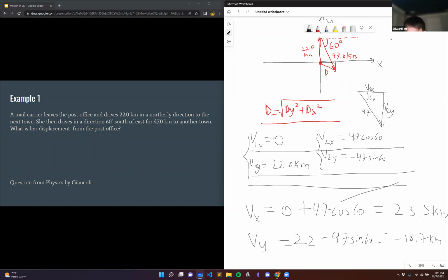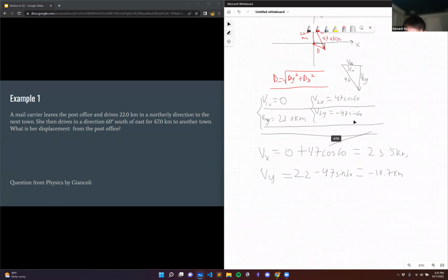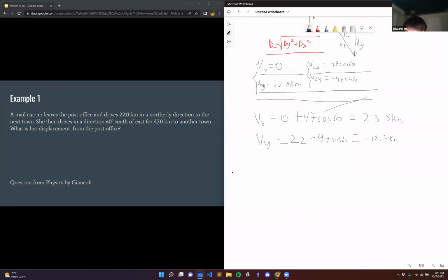Now that we know that, we can write that V or D, it can be either way, is equal to the square root of Vx squared plus Vy squared, which we found right here. So it would be equal to the square root of 23.5 squared plus negative 18.7 squared, and that would be equal to 30 kilometers.